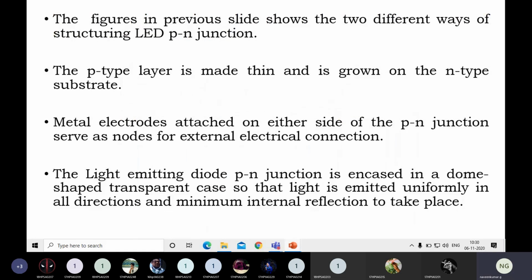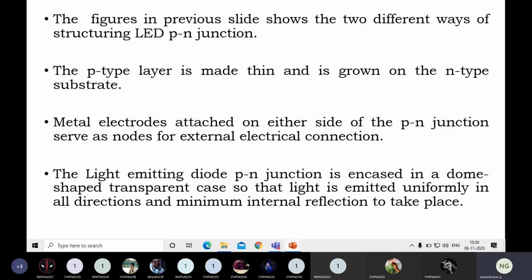Okay, now the figures in the previous slide show different ways of structuring an LED PN junction. In the first one, the P-type layer is made thin and is grown on the N-type substrate. So we have metal electrodes attached on either side of the PN junction. They serve as nodes for external electric connection.